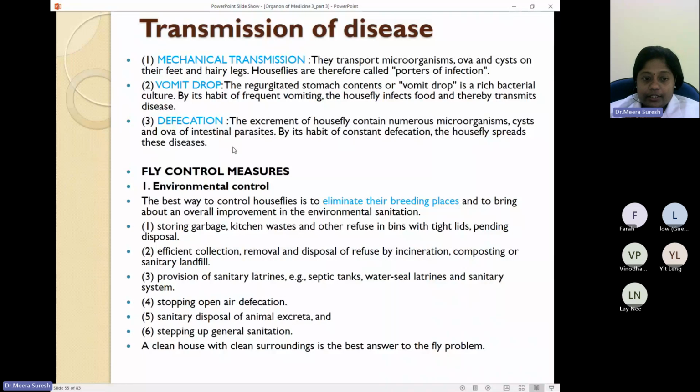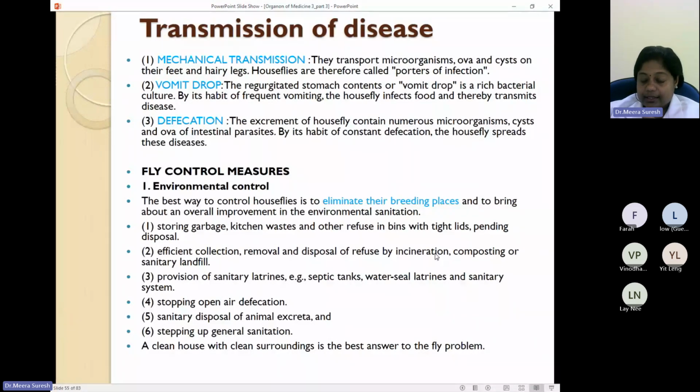The vomit drop and defecation I told you. So how to control them? Studying once again the environmental control, eliminate their breeding places. Here it will be all the waste materials that we have to remove, not the water. It is the overall improvement in environmental sanitation, like storing garbage, kitchen waste and other refuse in bins with tight lids, and not keeping it for a long time pending disposal. It should be removed. Efficient collection, removal and disposal of the refuse is by incineration, composting, or sanitary landfill.